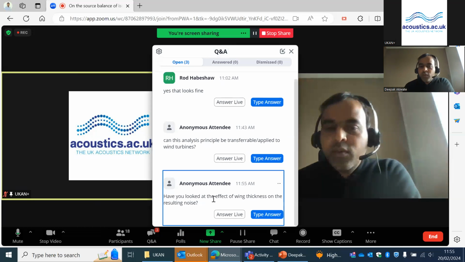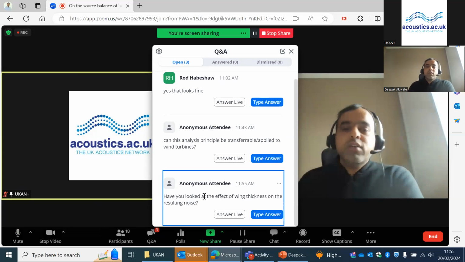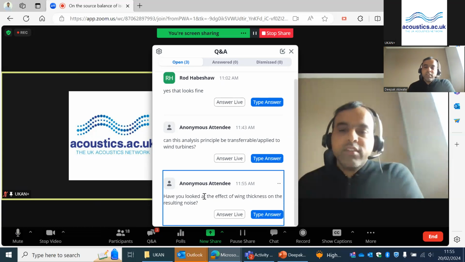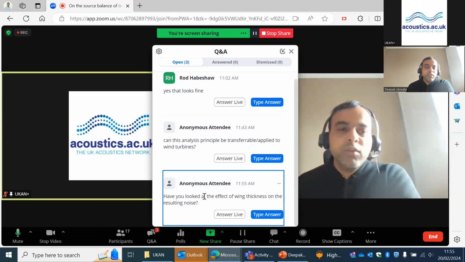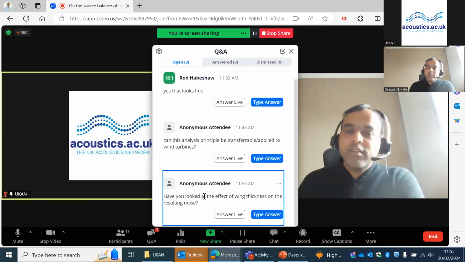Have you looked at the effect of wing thickness on the resulting noise? Yes, we looked at the wing thickness from the perspective of wing self noise, but not as an interaction noise source. That's the limitation of our theory. We assume a simple flat plate.